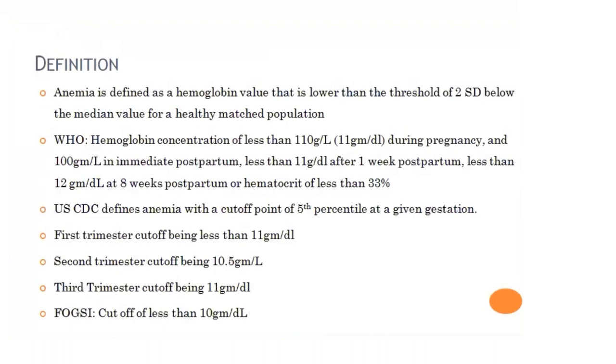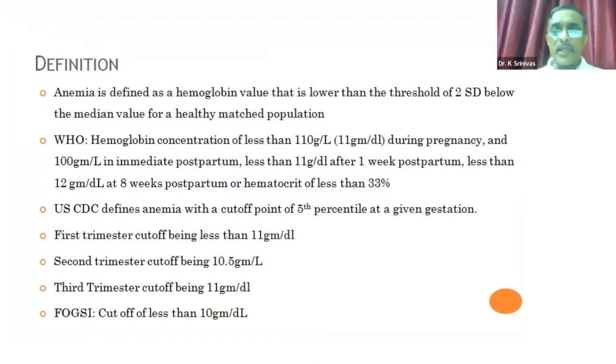We go on to the definition of anemia now. Anemia has got various definitions. In fact, you can't give a particular level and say that this is anemia in pregnancy, because at different points of time in pregnancy, in different ages of women and different trimesters of pregnancy, it's going to change. And thus we have a statistical definition which says that it is the hemoglobin value which is below 2 standard deviations of the median value for a healthy matched population.